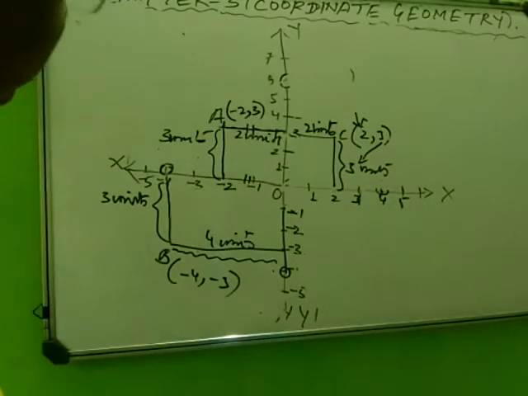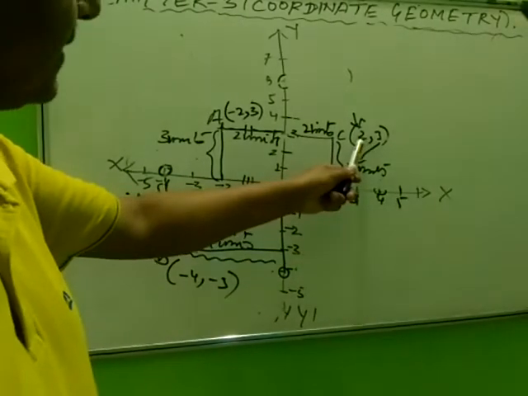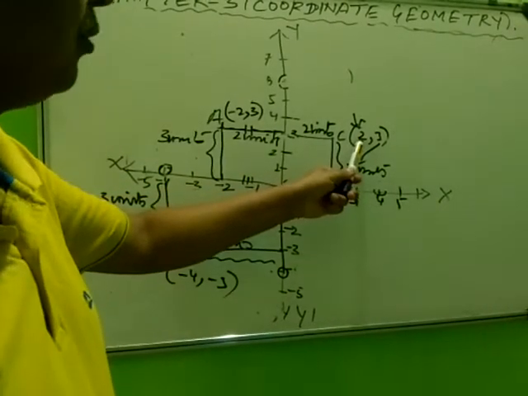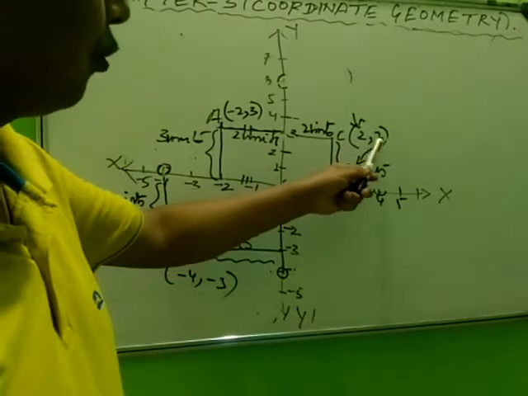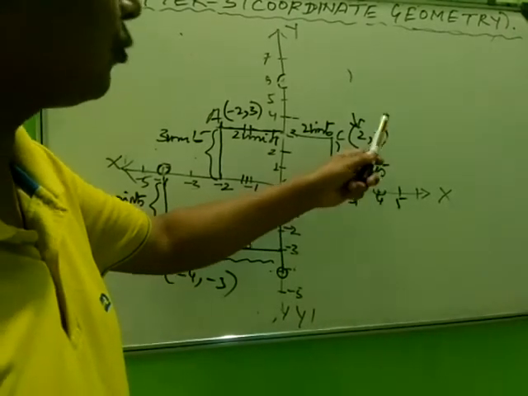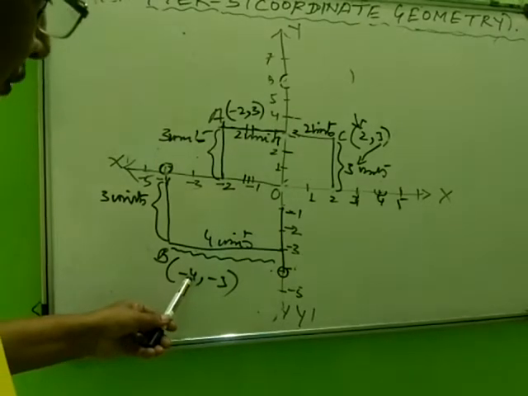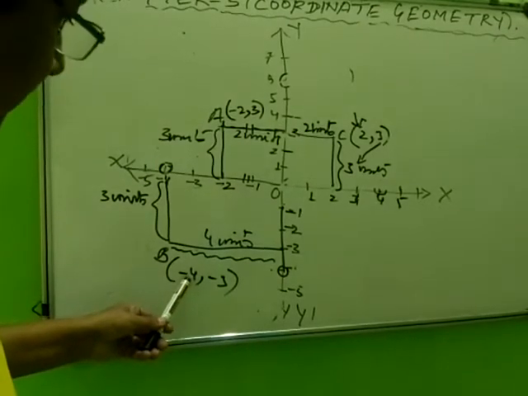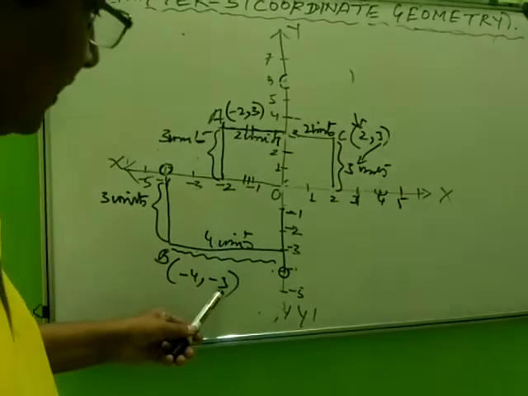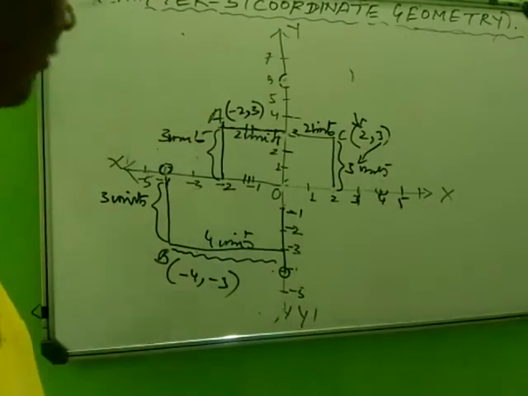So now you can say that this is the abscissa. Abscissa is 2, that means the x-coordinate. Ordinate is 3, which means the y coordinate. Here the abscissa is minus 4, that is the x coordinate. Here the ordinate is minus 3, which is the y coordinate.